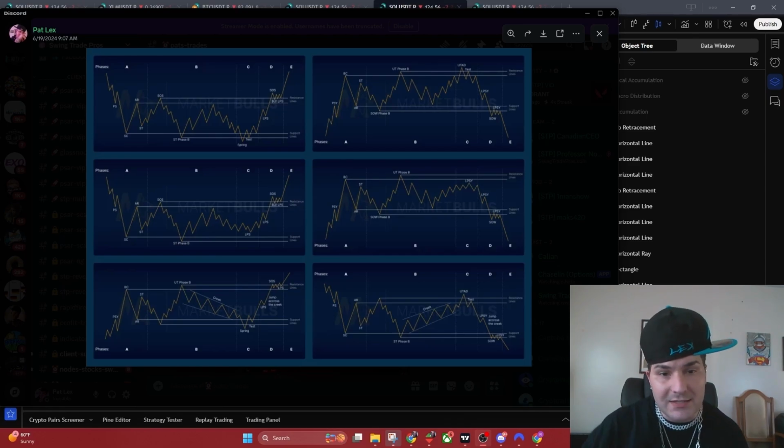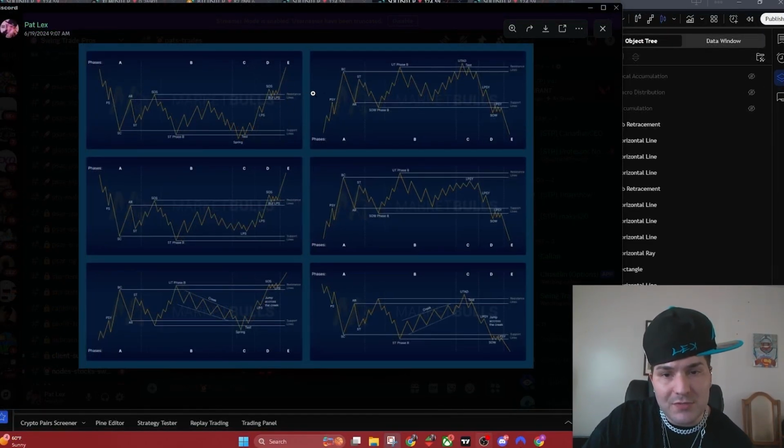It's actually pretty easy. Now, right here, what you have is all of the diagrams that you're going to need. From right to left, the first one is an accumulation 1, and you see the difference here. This is an accumulation 2. The only difference is the spring that ends up coming down to take out the low of the range. Now, on an accumulation 2, the only difference is that you get the last point of supply and it doesn't come and take out the lows.